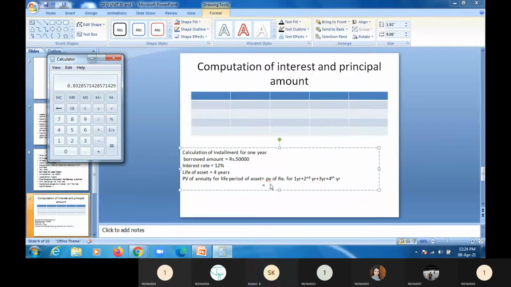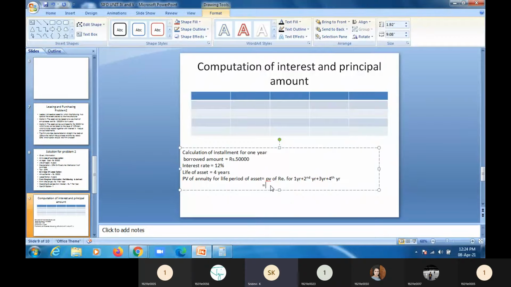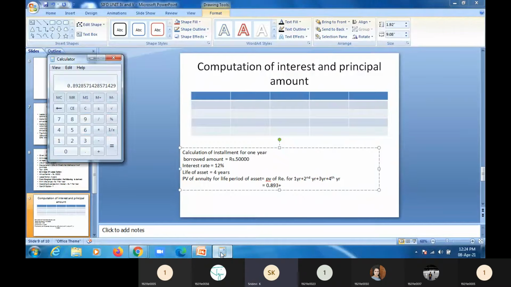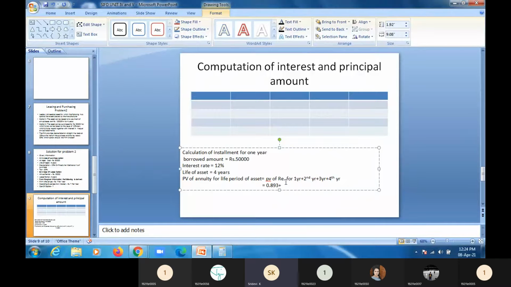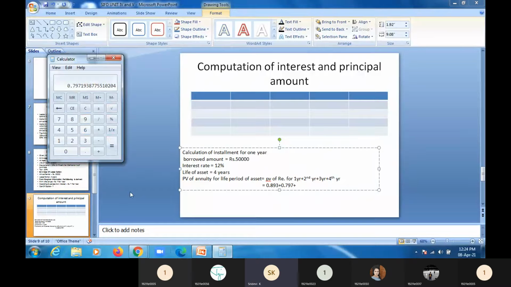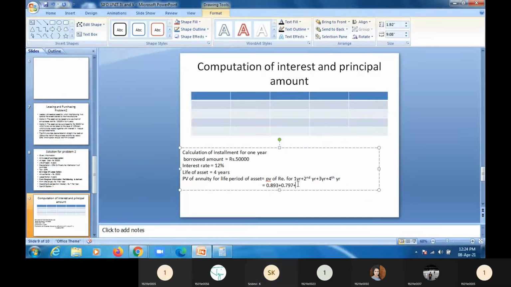0.893. Okay, 0.893 plus the second year value: you press the equal to symbol, you will get the second year value 0.797. Take those values here, 0.797. And the third year value is 0.712.